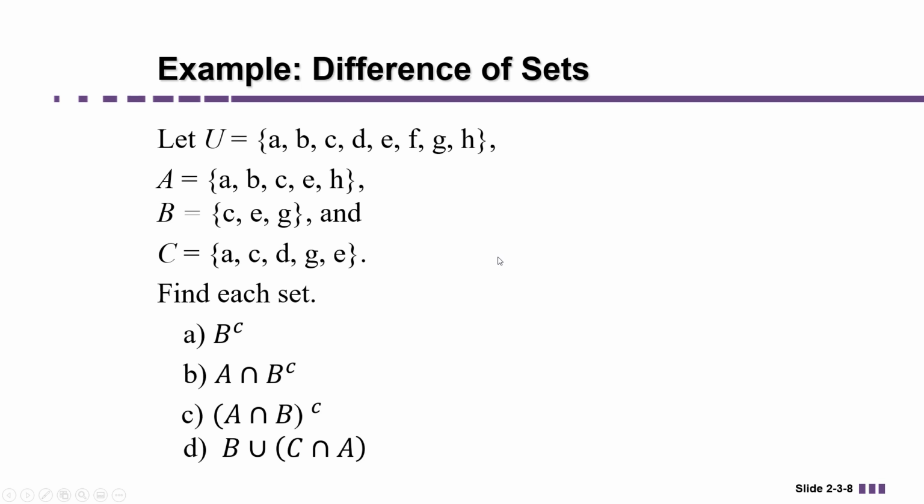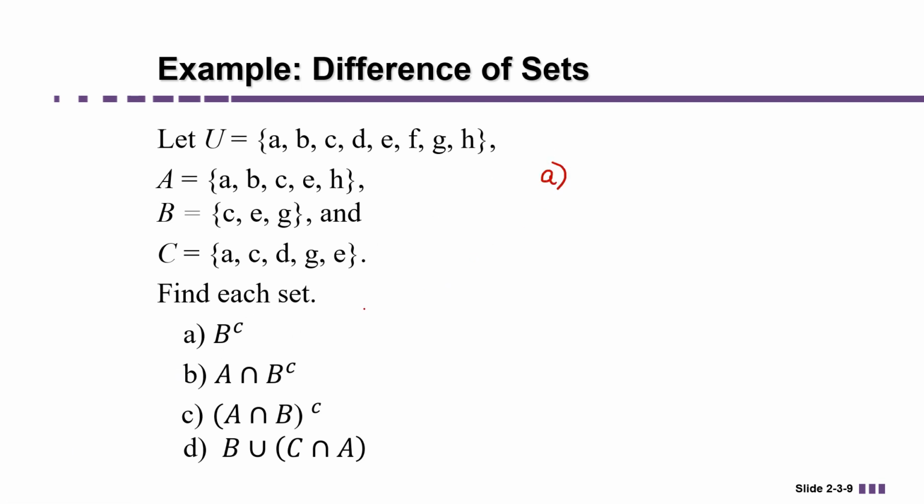Consider this scenario. U, the universal set, contains the letters A through H. A is the set of letters A, B, C, E, H. B is the set of letters C, E, G. And C is the set of letters A, C, D, G, E. So we're going to find the various combinations of set operations, starting with part A, B complement.